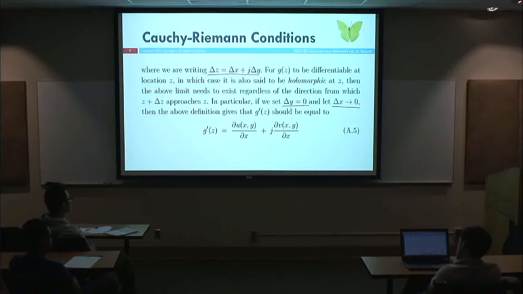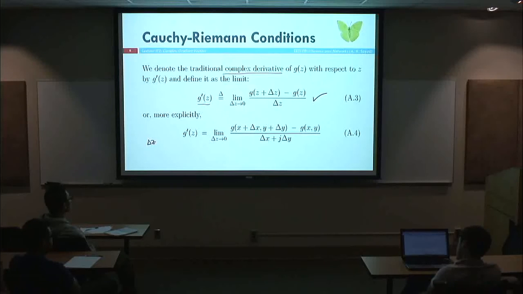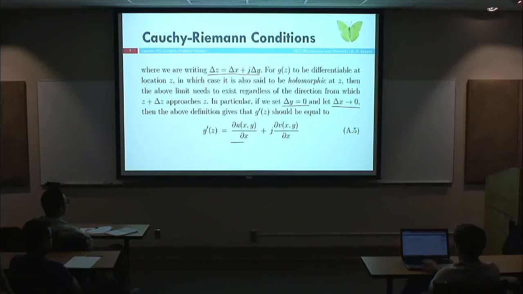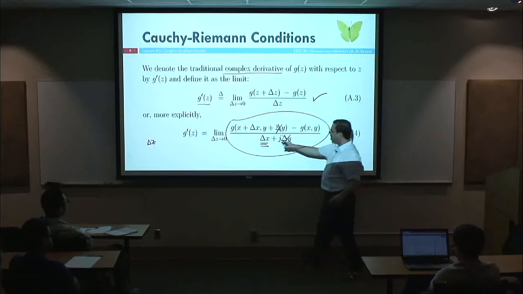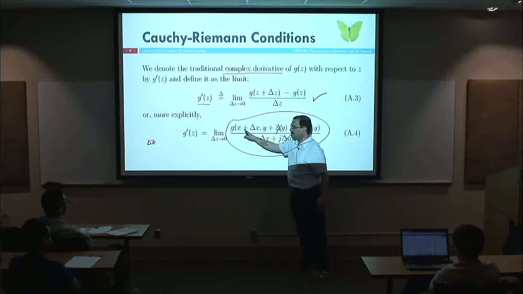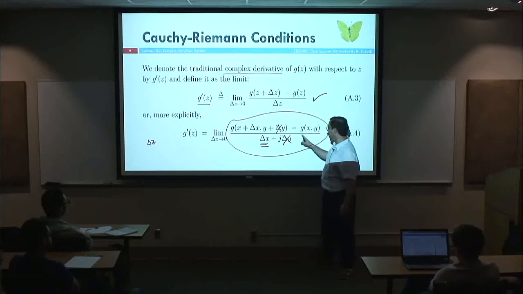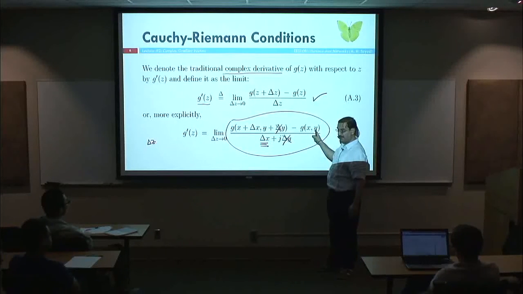If you go back to this definition here, where delta y now is 0, delta y is not there, but this is going to 0, right? You will find that this definition here, under the limit, becomes the partial derivative of u relative to x and the partial derivative of v relative to x. Fine? You agree with that? Okay? You just come back here, because remember, g is u plus j v, right? And this is also u plus j v.